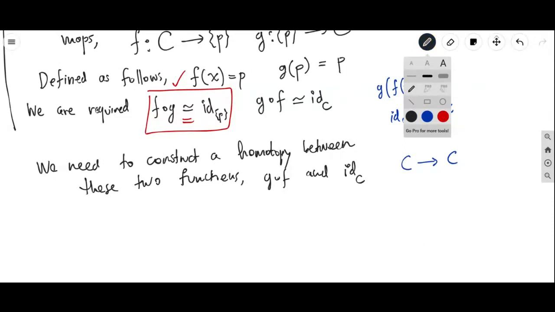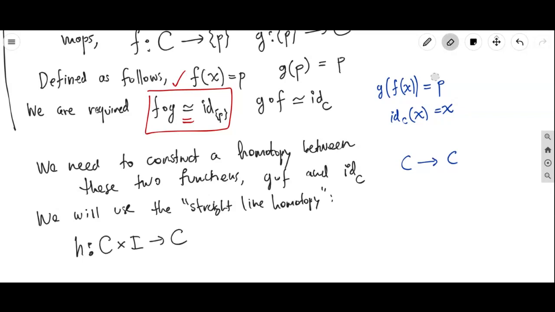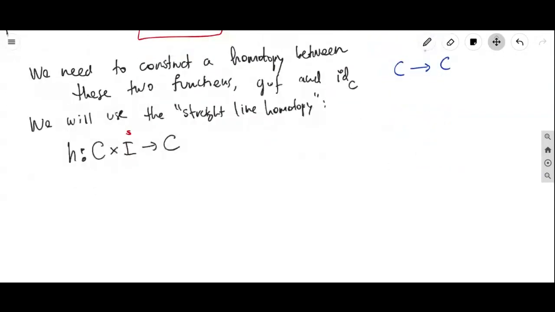So here's how we construct it. We will use the straight line homotopy, which we used before. And this is only possible because you have a convex space. So this is the straight line homotopy. H is going to be our homotopy mapping. Here's the way it's going: H is a map from C cross I into C. You're going from C to C, and then you introduce this interpolation parameter, call it S, or call it T, it does not really matter what you call it.